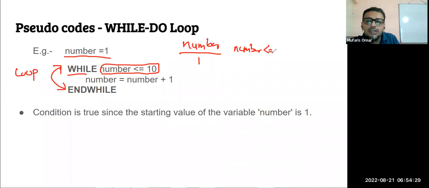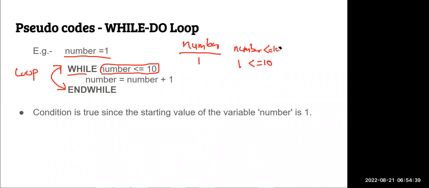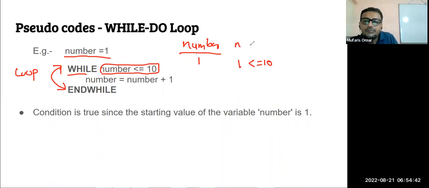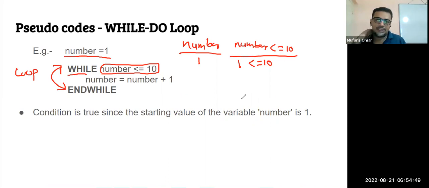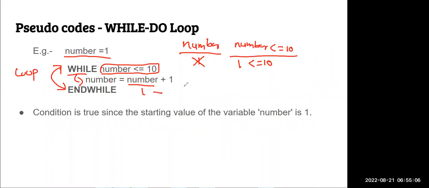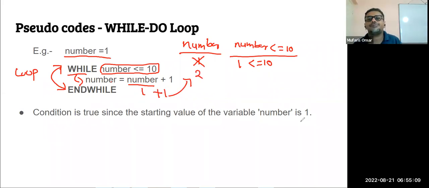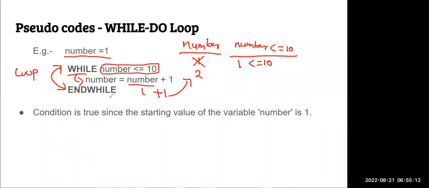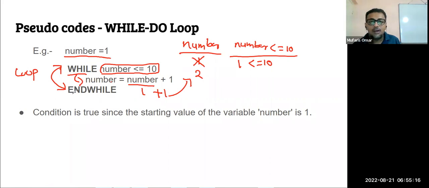My number is 1. Is it less than or equal to 10? Is this true or false? It's true. It's very simple. So the condition is true. Very similar to the flowchart, but we don't have the symbols. Same concept. Since the condition is true, the program will go inside. You have the number incrementing: number plus one. So number equals its old value, one, plus one, so this will become two. Then end while.